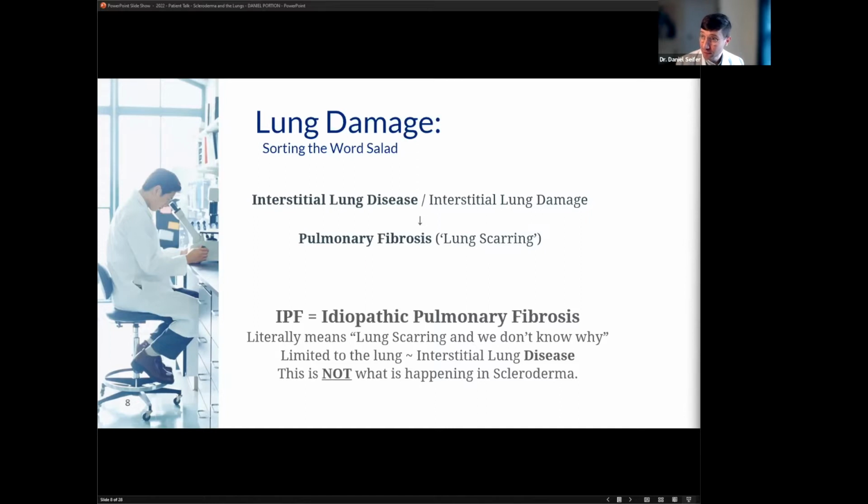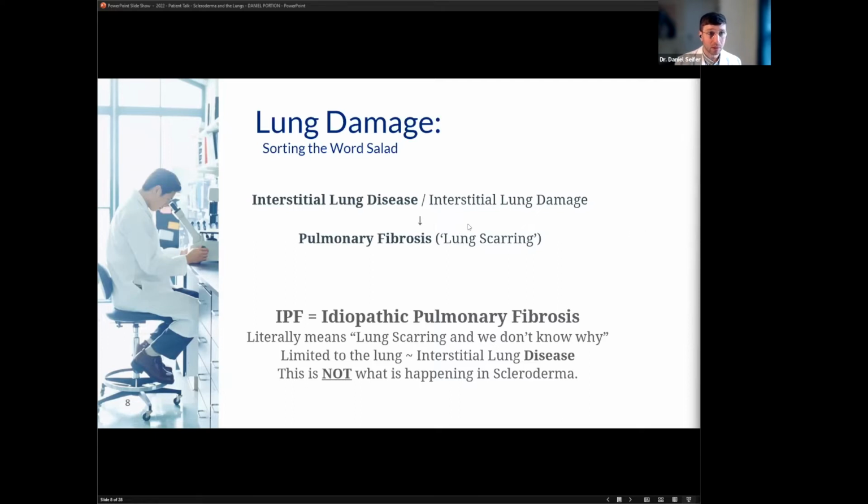This is not what is happening with scleroderma. And while there are some shared features, they involve lung scarring, many of the same words like pulmonary fibrosis are thrown around, they affect the same part of the body, they are not the same condition. There are fundamental differences that are very important.